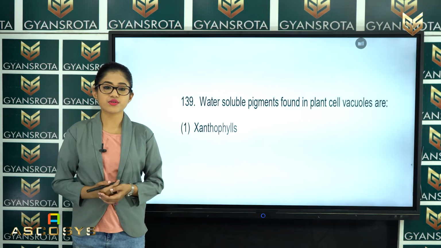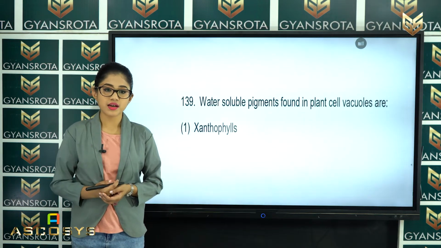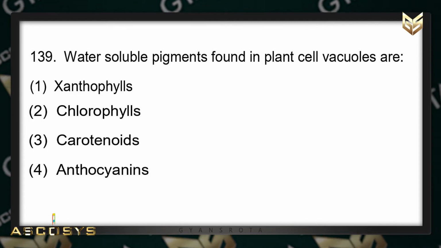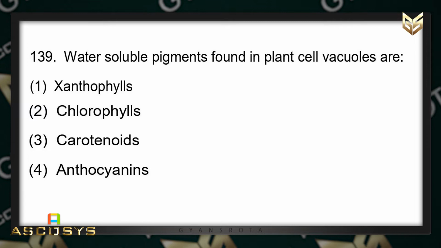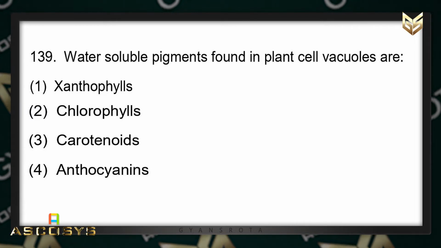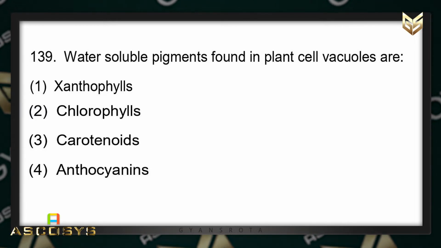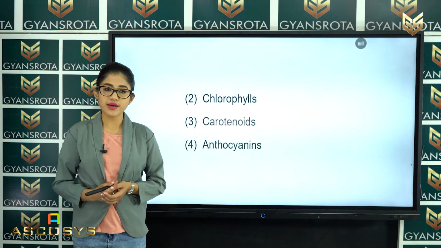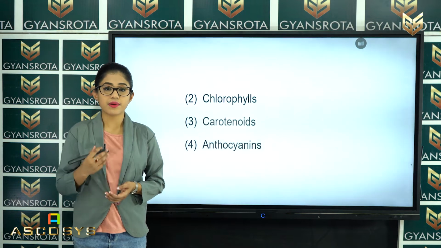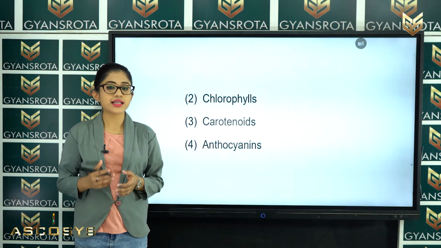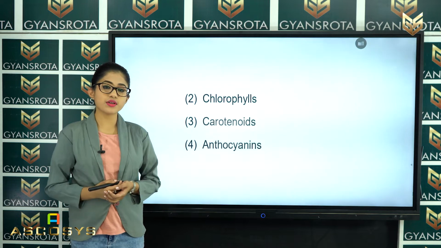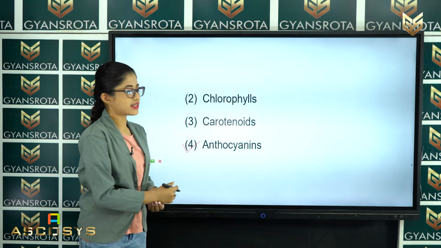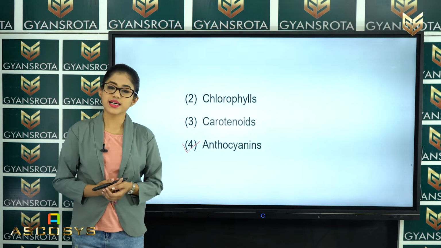Now the next question is question number 139. The water soluble pigments which are found in plant cell vacuoles are xanthophylls or chlorophylls or carotenoids or anthocyanins. So this is from the chapter Cell, the Unit of Life. We have described about the plastids which are present in the plant cell. So what is the correct answer among this? That is the option number 4, anthocyanin. So anthocyanin is the correct answer.